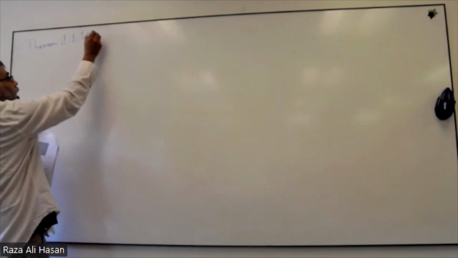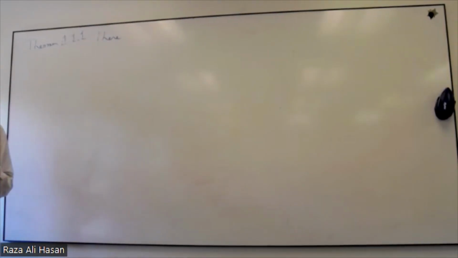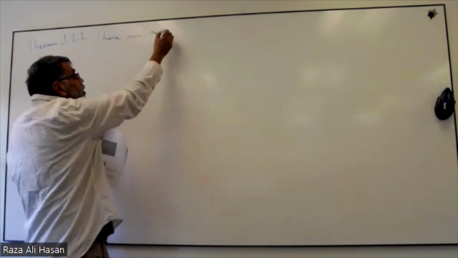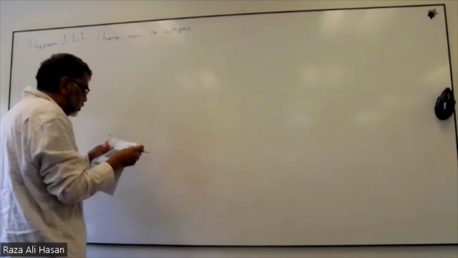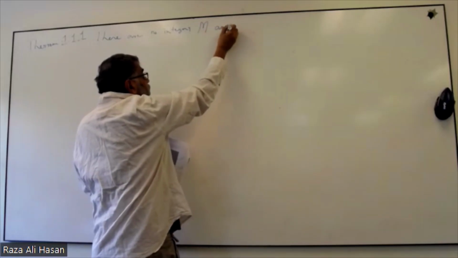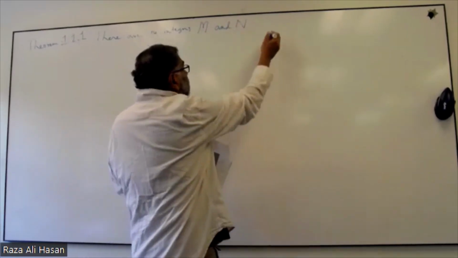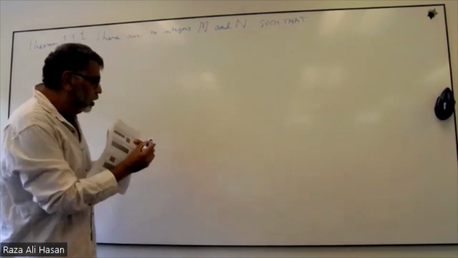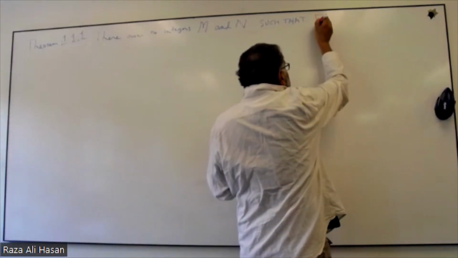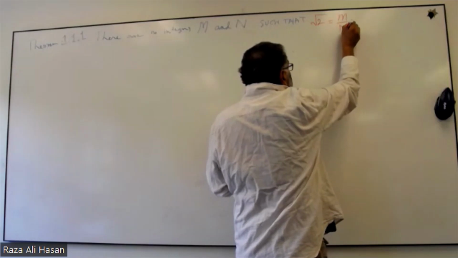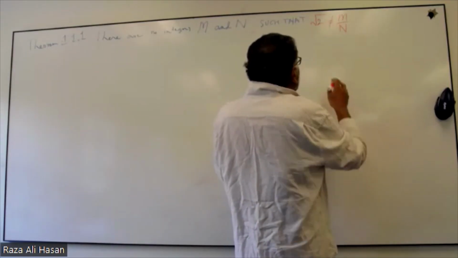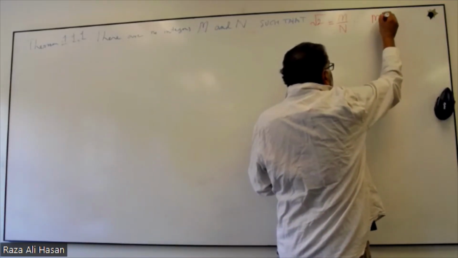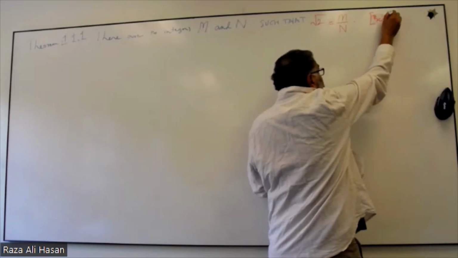The theorem goes, and we started looking at this last time in class: there are no integers m and n such that... This is from the textbook by Belding and Mitchell.